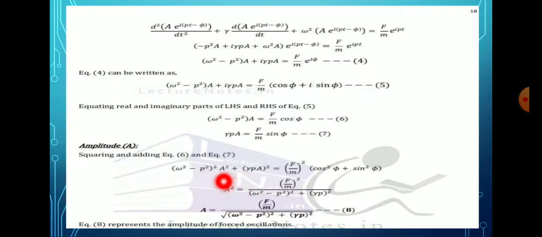Then we just want the amplitude, so a is equal to the square root. Here the square root and the square get cancelled. Remaining is f by m divided by square root of omega square minus p square whole square plus r p whole square. That is equation number 8. Equation 8 represents the amplitude of forced oscillation.